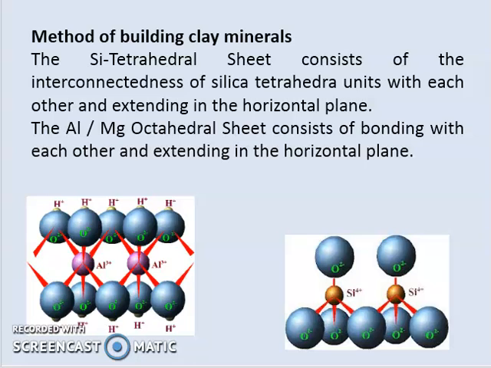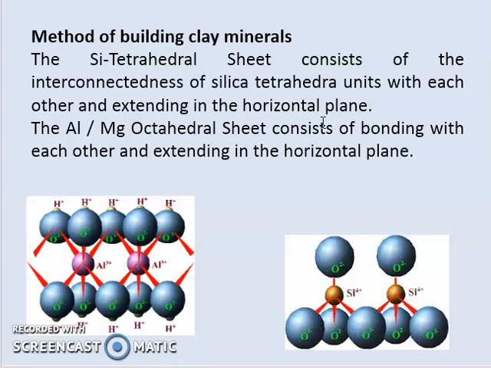Method of building clay minerals. The silica tetrahedral sheet consists of interconnection of silicate tetrahedra units with each other, extending in a horizontal plane, and we discussed together how the sheet of tetrahedra on phyllosilicate is built.